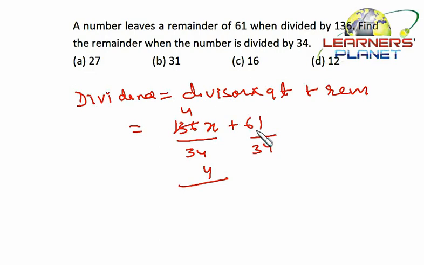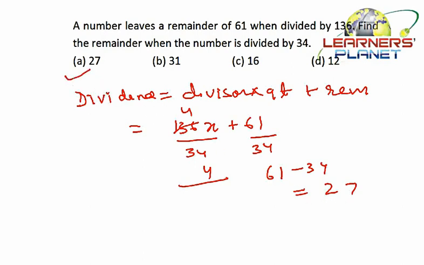Now we have to find out the remainder when 61 is divided by 34. That means 34 twos are 68, and 61 is less than 68. So what will be the remainder? That is 61 minus 34, that is 27. Okay, so this will be the correct choice.